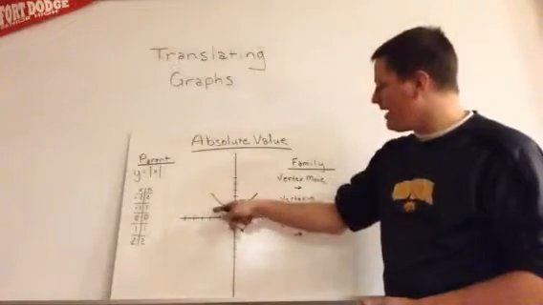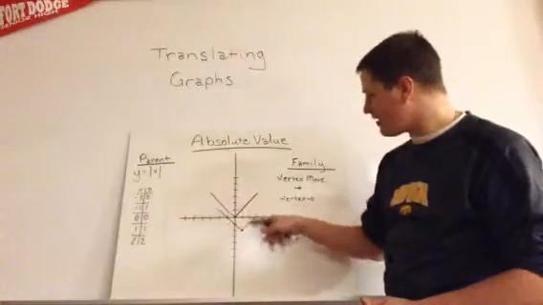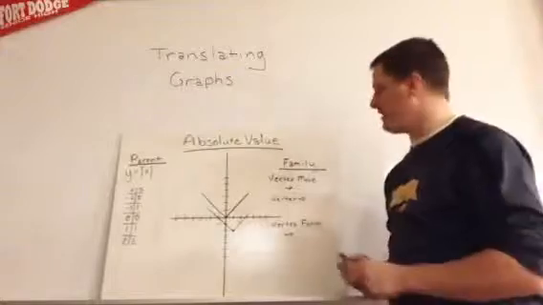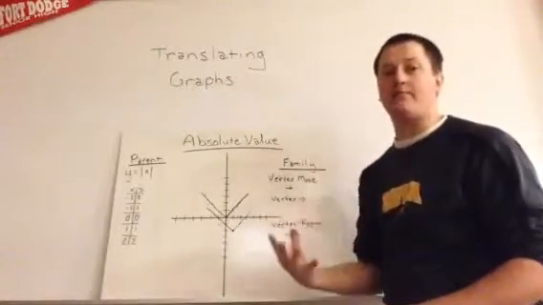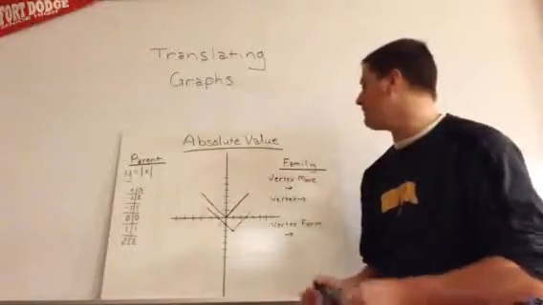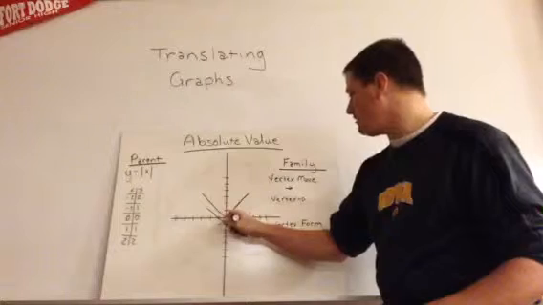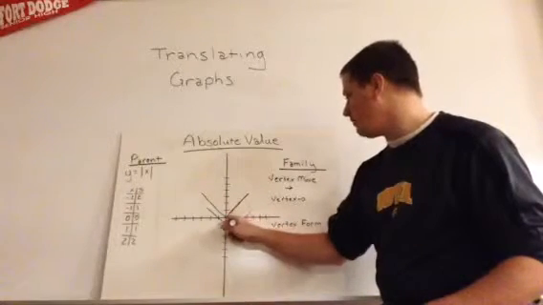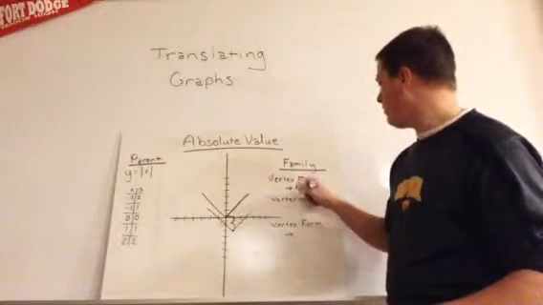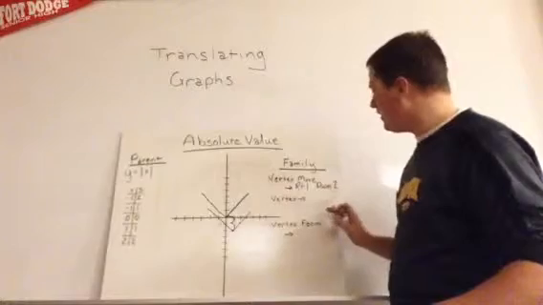Okay? And then we have a translated graph right here. This translated graph, we're going to look at how the vertex has moved. We can really look at any point. We focus on the vertex because it's our central point. It's really easy to find. So we're going to move, it looks like 1 to the right and 1, 2 down. So we're going to go right 1 and down 2.